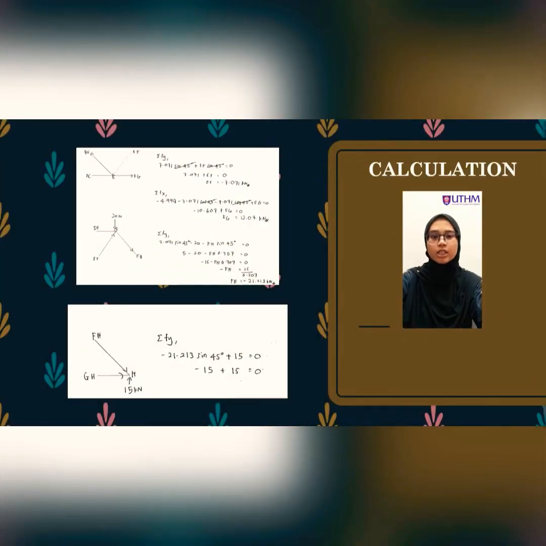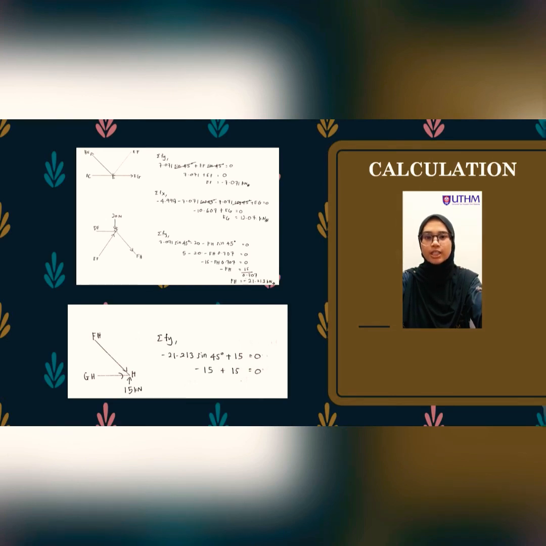Point E, we need to find EF and EG. As usual, the calculation for EF is the same as BE, but we need to change the alphabet, and the answer we get is negative 7.071 kilonewton for EF, while EG is negative 4.99, which is the value from AC, minus negative 7.07 cos 45 minus 7.071 cos 45 plus EG, and we solve it until we get 12.07 kilonewton.